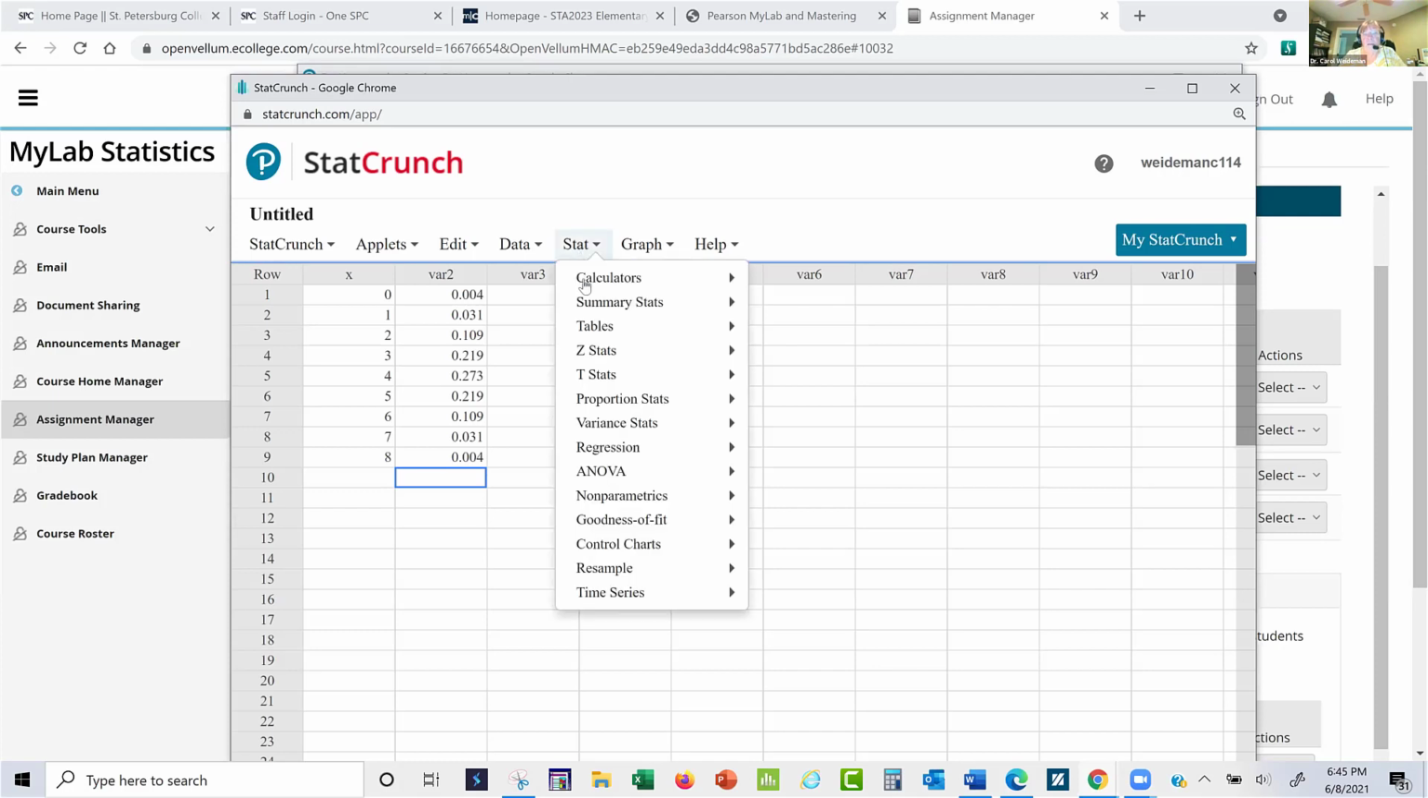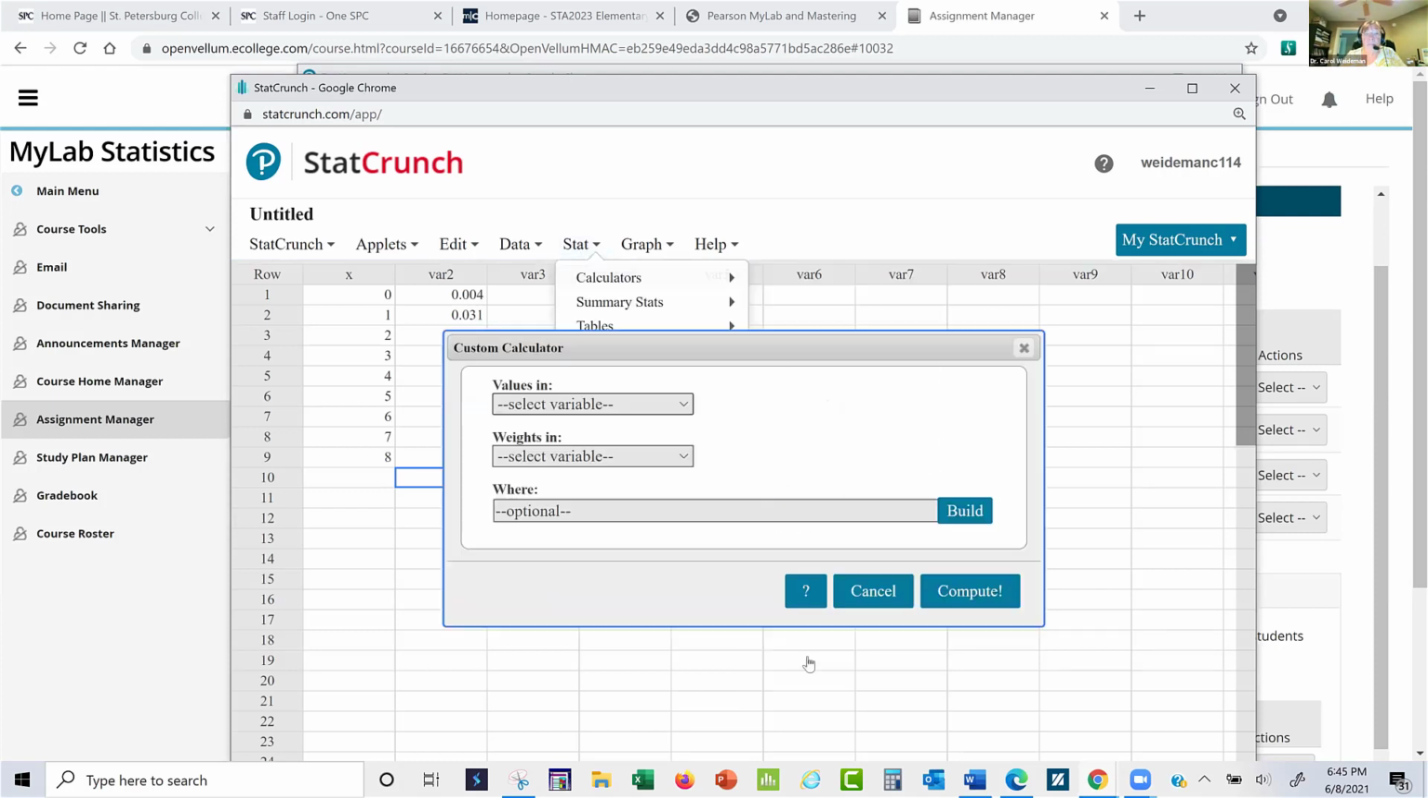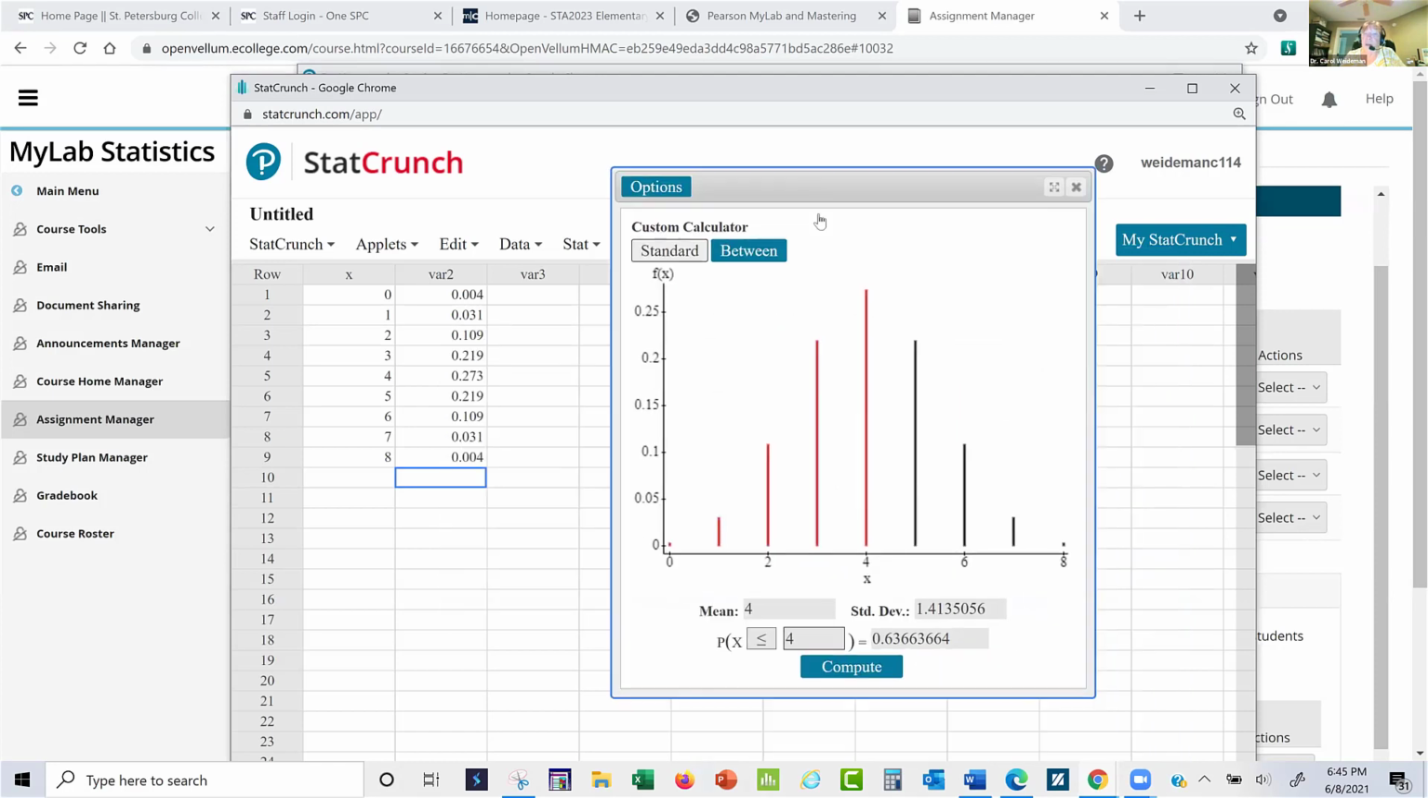And then again, if you go Calc, Custom, I'll put in X, and I forgot to label the second column, but the probabilities or weights are in variable 2. And so as you might expect, the expected value of the mean is 4. So among 8 children, on average, we would expect to have 4 girls. And there's your standard deviation, 1.4. So I'll jot that over here. Mu equals 4, and our standard deviation is 1.4.